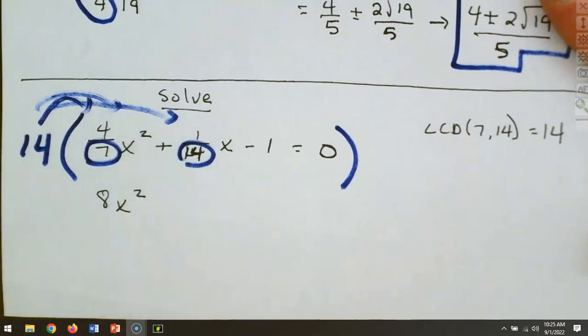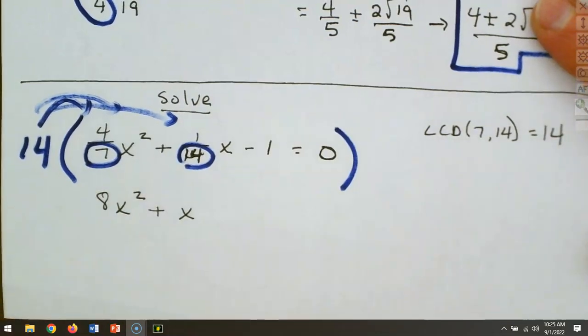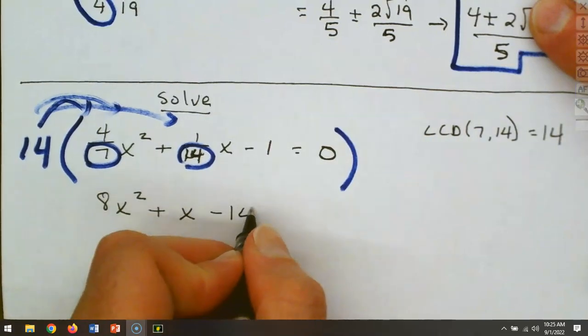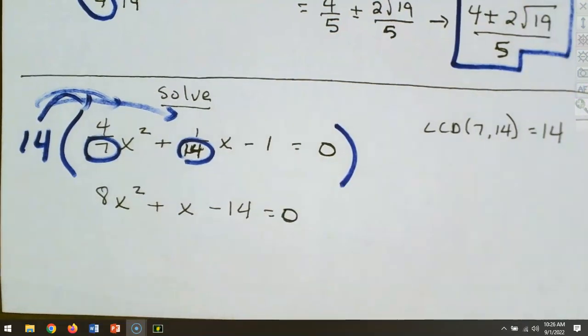14 divided by 14 is a 1. Multiply that by 1. That leaves you with a single x there. And don't forget the last piece. 14 times a negative 1. Well, that is a what? Negative 14.